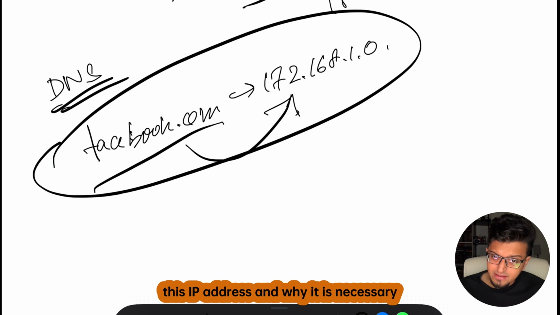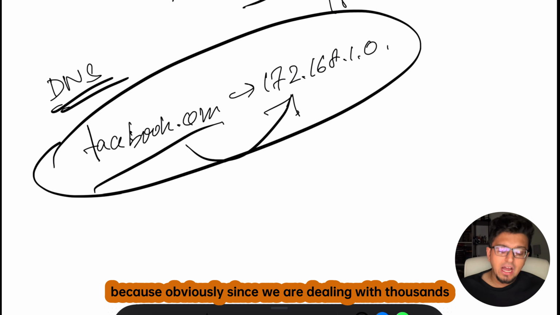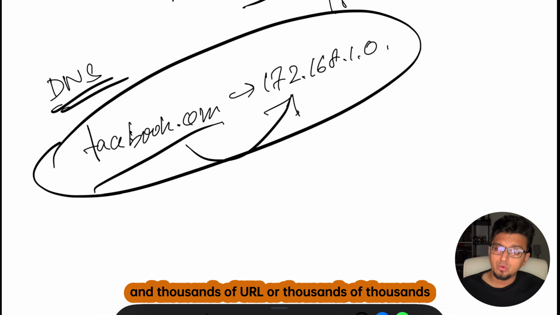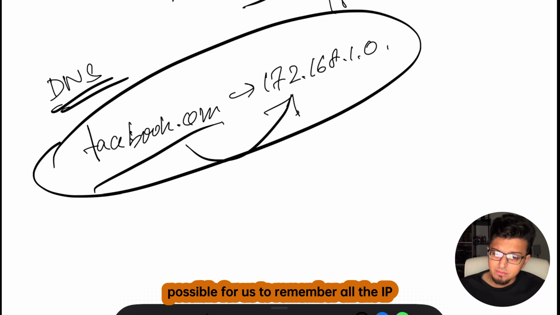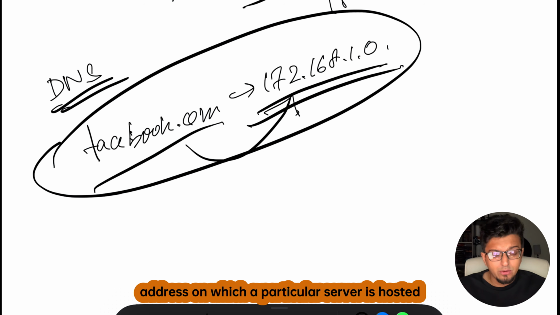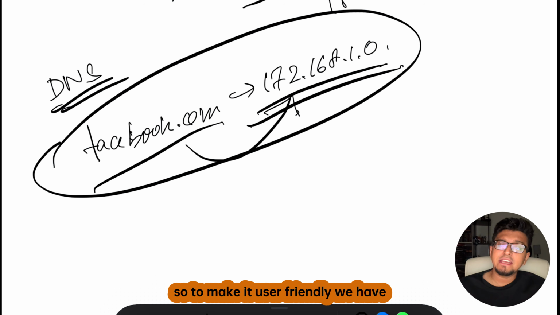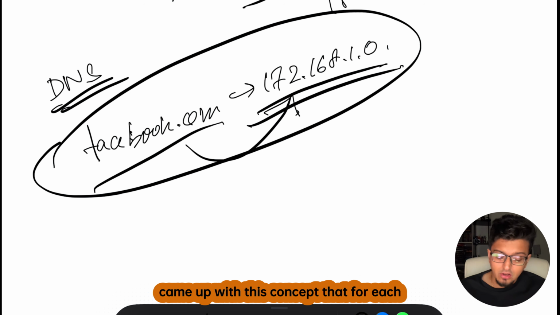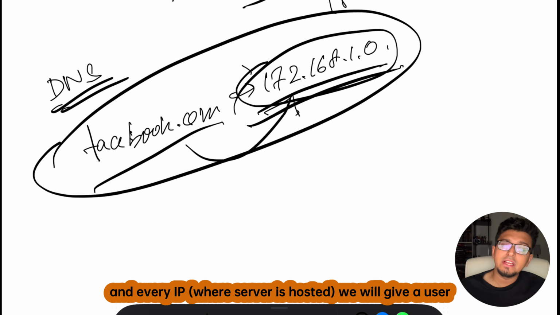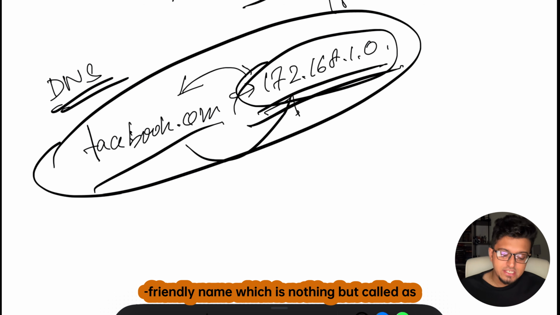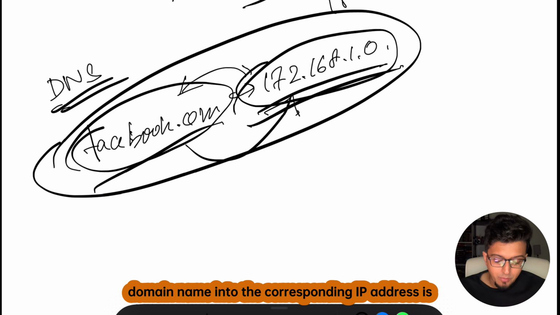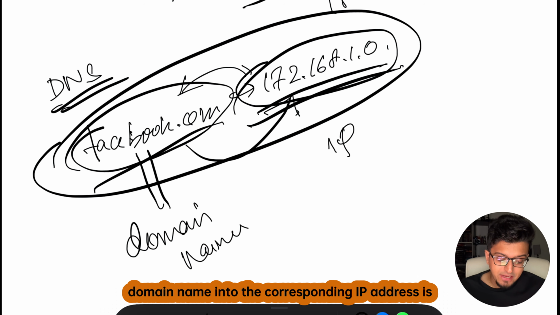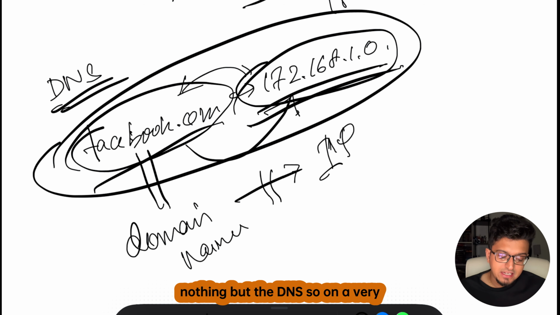And why is it necessary? Because obviously, since we are dealing with thousands and thousands of URLs or applications over the internet, it is not possible for us to remember all the IP addresses on which a particular server is hosted. So to make it user friendly, we came up with this concept that for each and every IP, we will give a user friendly name, which is called the domain. And the service that converts this domain name into the corresponding IP address is nothing but the DNS.